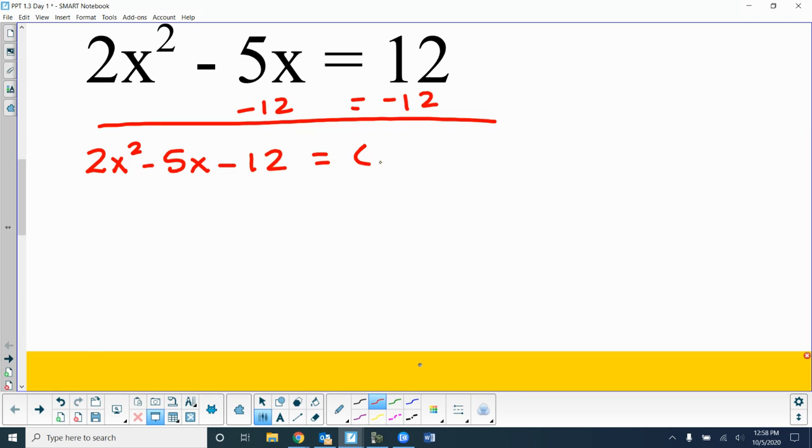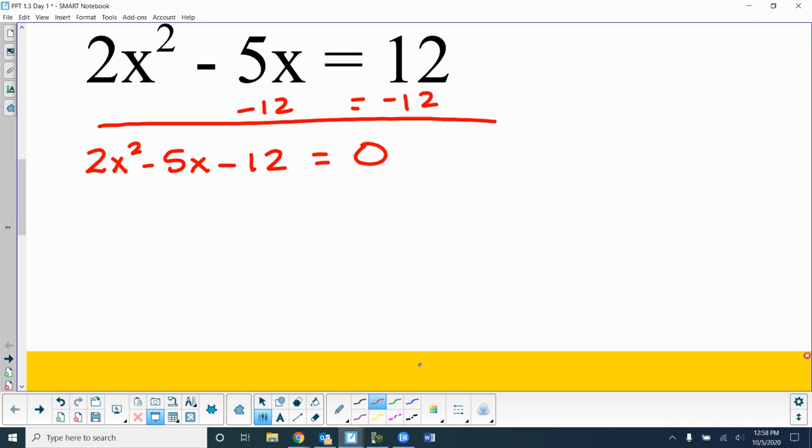There were no like terms. Now I got 0. So then I look for a GCF. No. Difference of squares? No. Sum or difference of cubes? No. Special trinomial? No. Regular trinomial? Yes. But my A value is 2 this time. It's not 1. When it's 1, we just go right to our two factors.